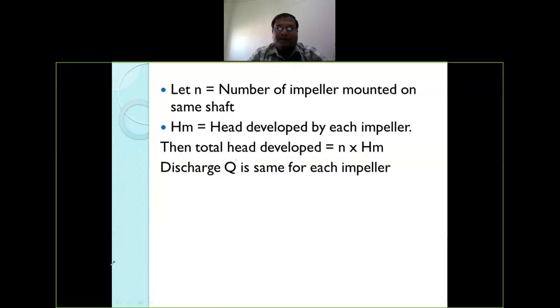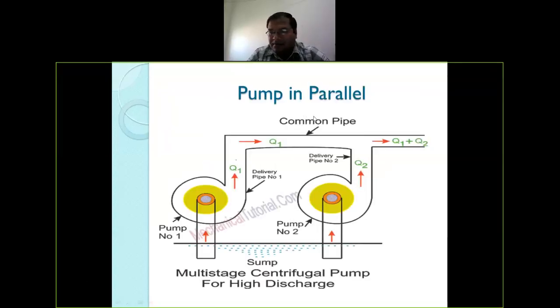Okay. Now the second case is pumps in parallel. Sometimes we put our pumps in parallel also. You can see here both the pumps. Both our pumps are kept parallel to each other. This is pump number 1, pump number 2. This is the delivery pipe for pump number 1, and this is the delivery pipe for pump number 2. Both are connected with a common pipe. This is your sump portion.